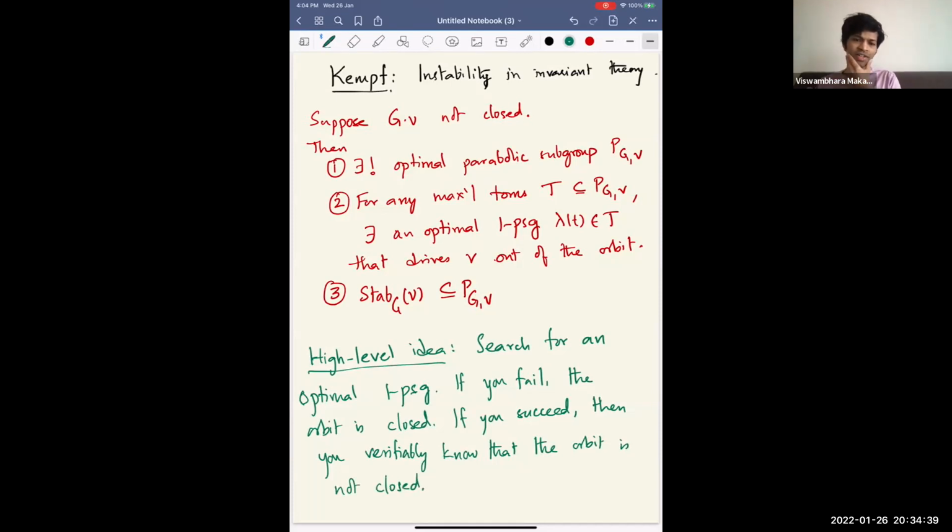And these properties that I've written, 1, 2, 3, will help me narrow down the search for an optimal one parameter subgroup. Okay, and that's going to be the clincher, when you realize that these properties narrow it down so much that you can actually do computations by hand for many things that you didn't expect you could.